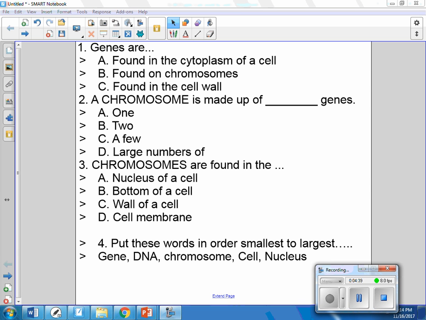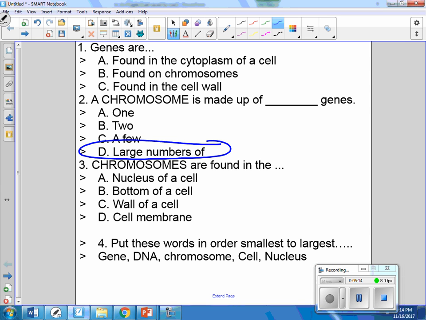How many genes are on a chromosome? So number 2, a chromosome is made up of what? How many genes? Be careful with this. One chromosome has how many genes? Is it definitive? Can I tell you exactly which one has how many genes? Dylan, what do you think? Do you think it has 1, 2, a few, or large amounts? Chromosomes have how many genes? A lot of them.